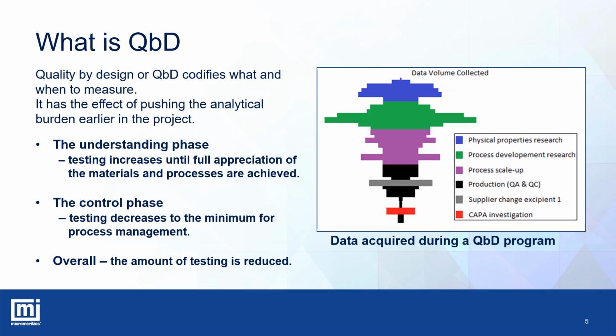So, good and detailed testing for understanding is the key to allow efficient testing for control. This provides a robust process that is responsive to the life cycle needs of production, but overall reduces the testing burden.